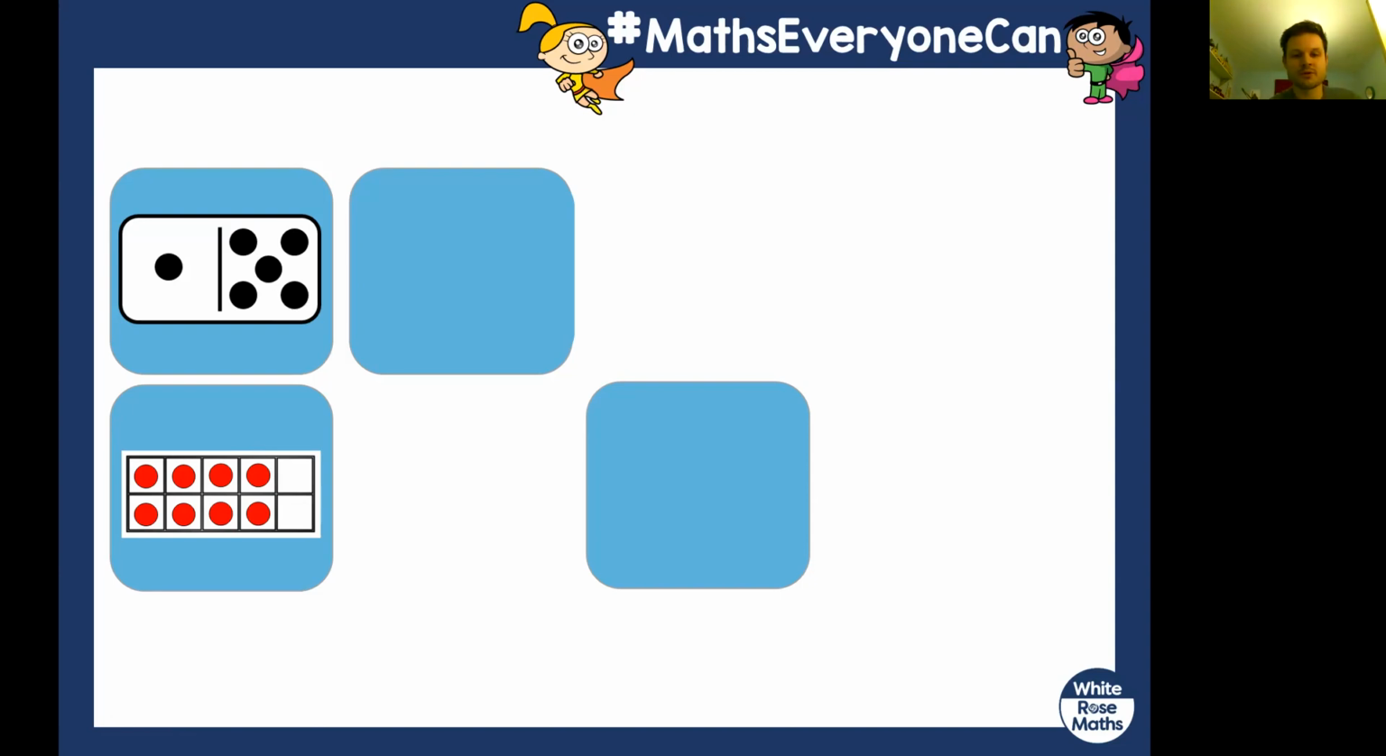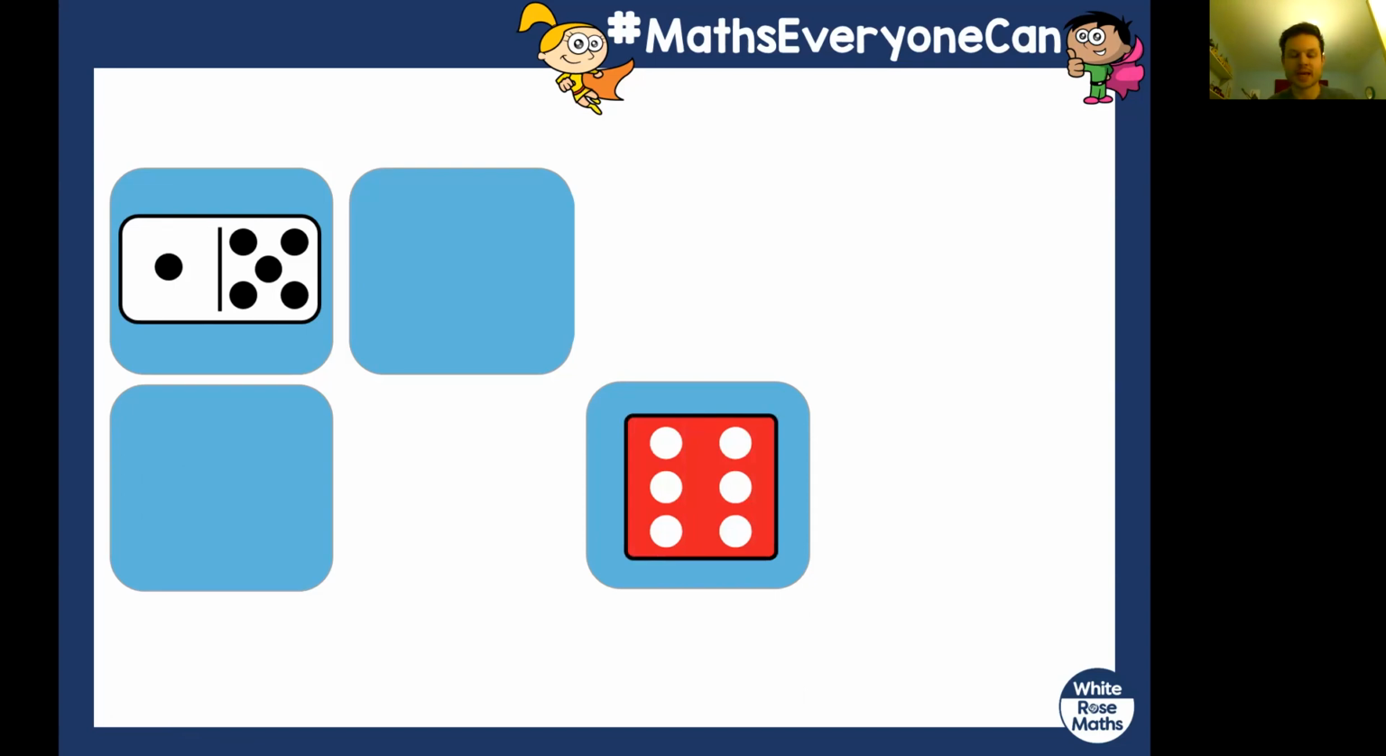1, 2, 3, 4, 5, 6, 7, 8. So we've got a 6 and an 8. So those two are not matching pairs. So they're going to stay there. And let's see if we can find another matching pair.